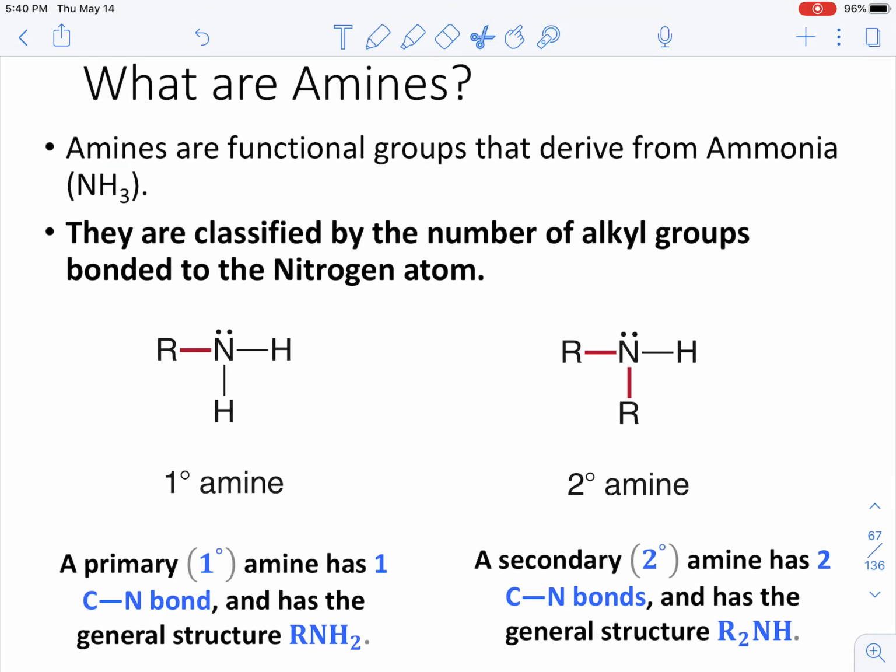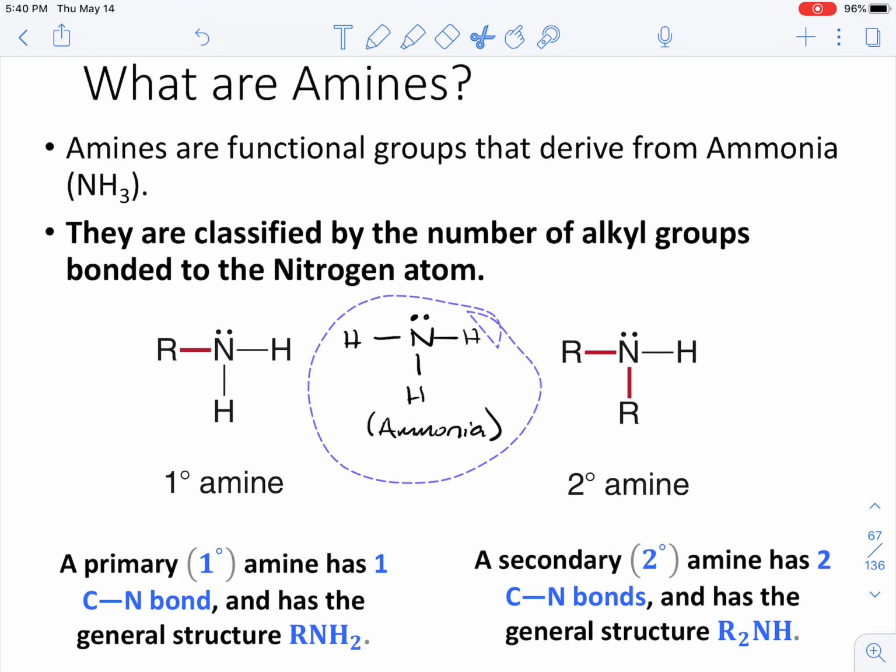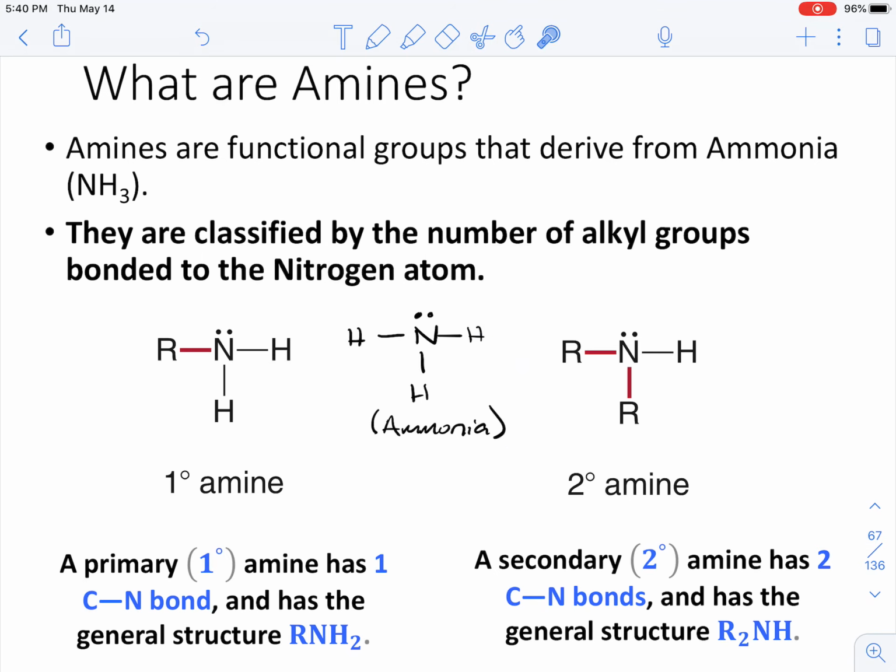And so if we draw the Lewis structure of ammonia, we can see that the central nitrogen is covalently bonded to 3 hydrogens and 1 lone pair. And so it turns out that if at least one of these hydrogens is replaced by a carbon chain or an alkyl group just in general, then this ammonia is recognized as a functional group called an amine.